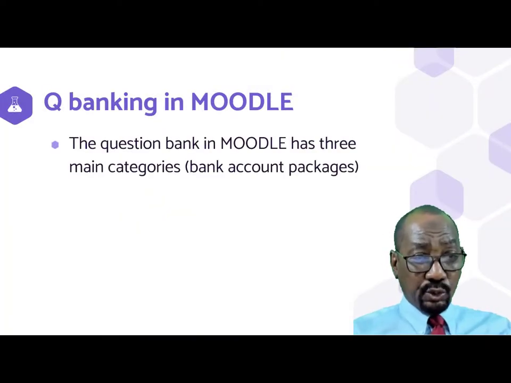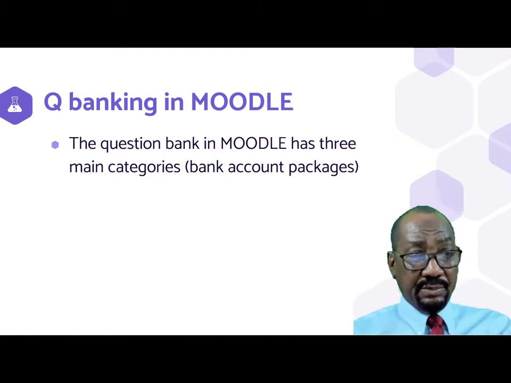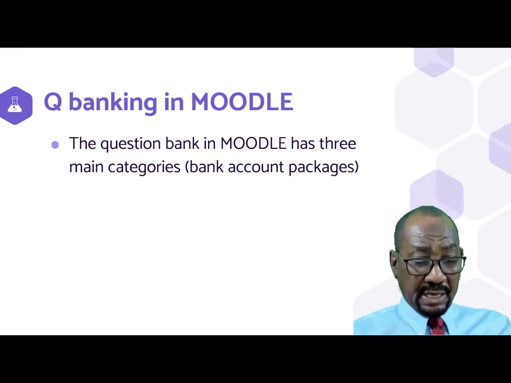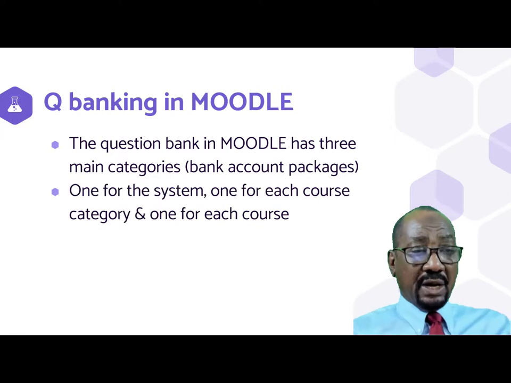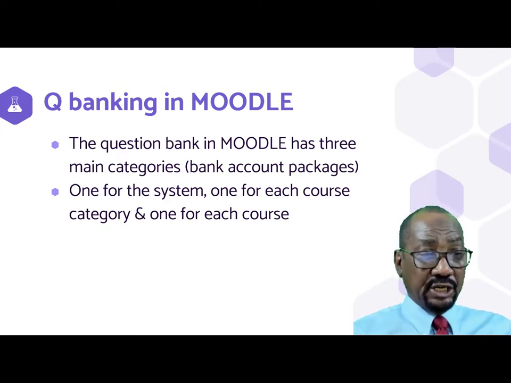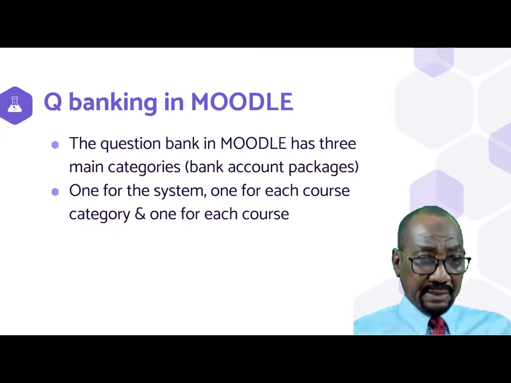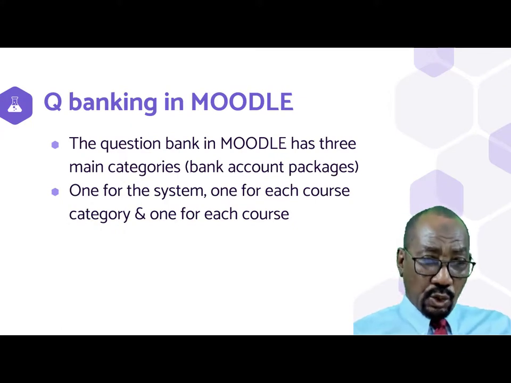The question bank in Moodle has three main categories, three main bank account packages, as you may call them. So you have these three levels. One is for the whole system, for your Moodle. All the questions used within your environment in Moodle are kept in one large category within the bank, let's say a bank account for the whole system. And then one for each course category.